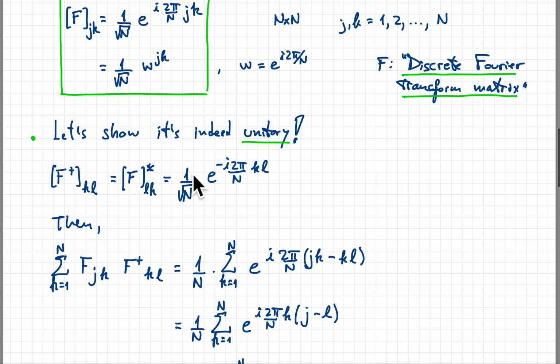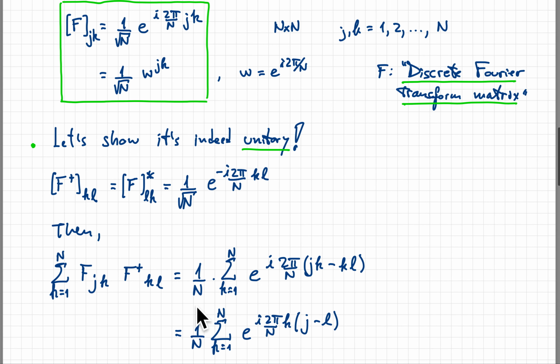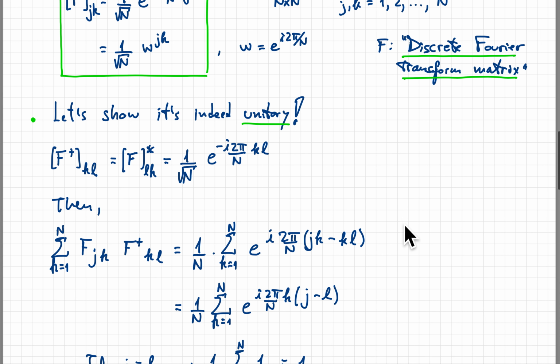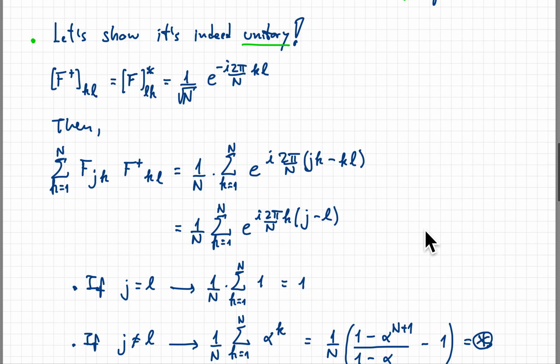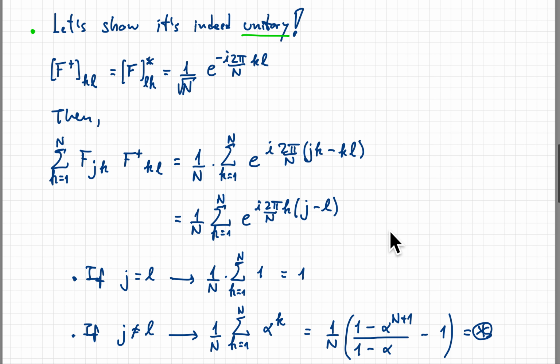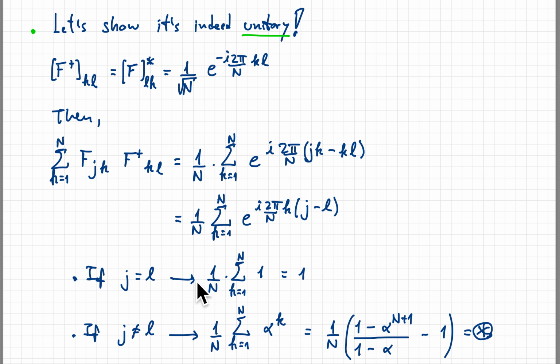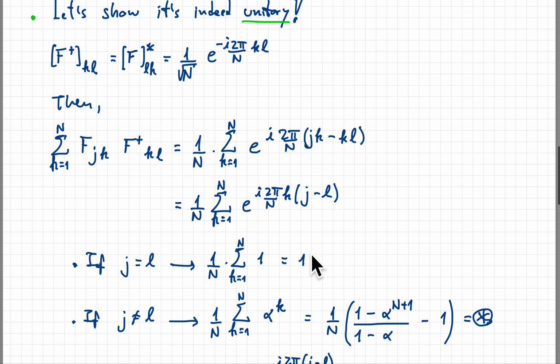So I get 1 over square root of n in both cases, so that's a 1 over n. I have a sum over k, and then e to the I 2 pi jk from here, and minus kl from the other factor. Simplifying a little bit, I can pull out this common factor of k and leave this j minus l over here. And now we can evaluate and see what happens. So if j is equal to l, then this quantity is 1, because this exponent is 0. And so I get to sum 1, n times, divided by n, so that's 1. So for j equal to l, we get 1.